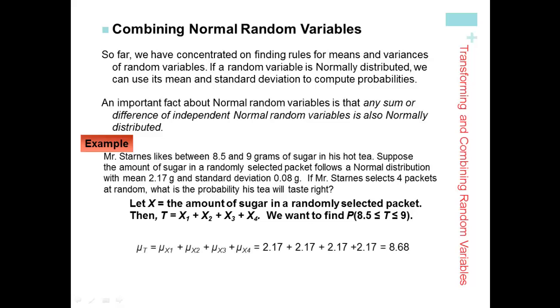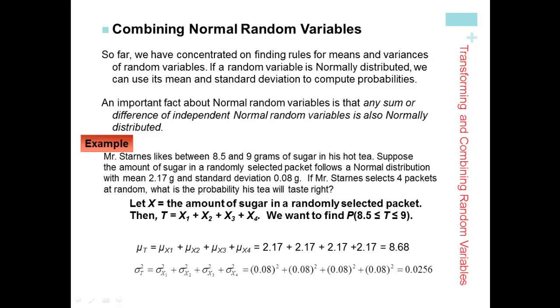So I need to find the mean of the total of the 4 packets. So I'm going to add 4 of the means together. Well, this value is the same because each packet comes from a normal distribution with a mean of 2.17 grams. So if I add 2.17 to itself 4 times, I end up with 8.68. Again, I'm given the standard deviation in this case as 0.08.